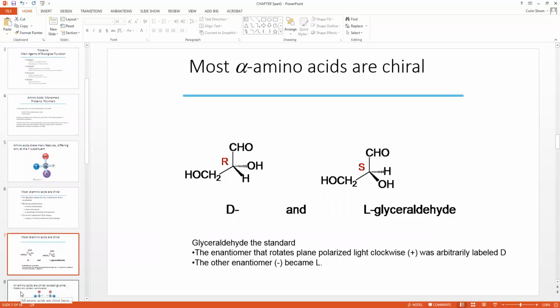So if we take what you know about nomenclature and naming, we're going to go back to your R and S. And we're also going to talk briefly about D and L. So glyceraldehyde is the standard. And so for D and L, the enantiomer that is rotating plane polarized light clockwise is designated as D. And the other enantiomer, the negative, because it rotates plane polarized light counterclockwise, became L. And so you're going to need to be able to distinguish between R and S as well as D and L.